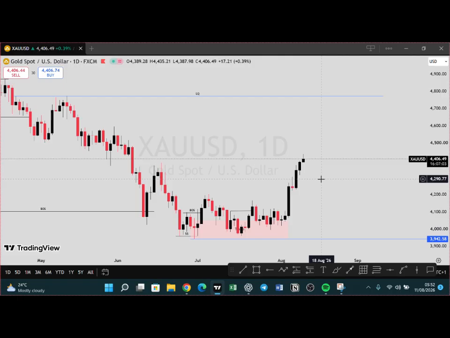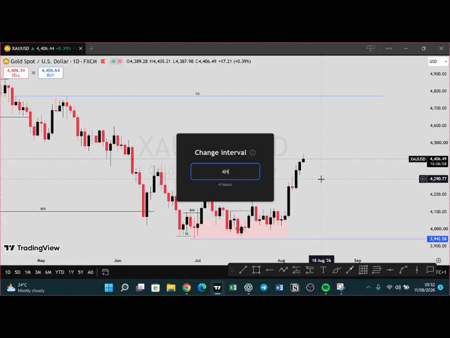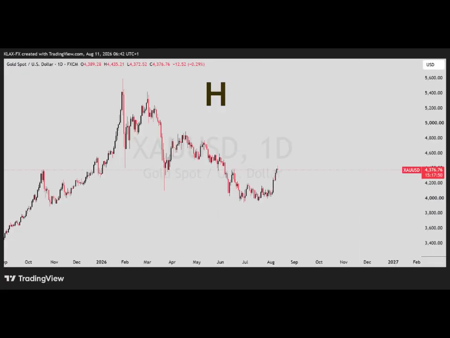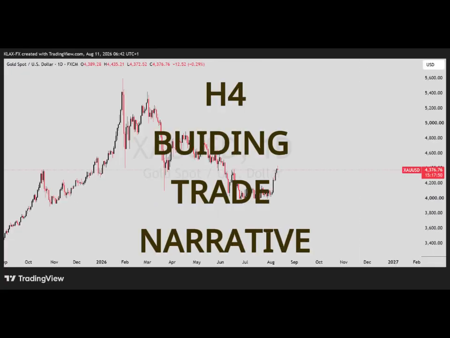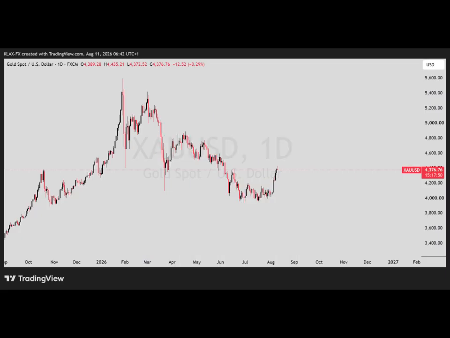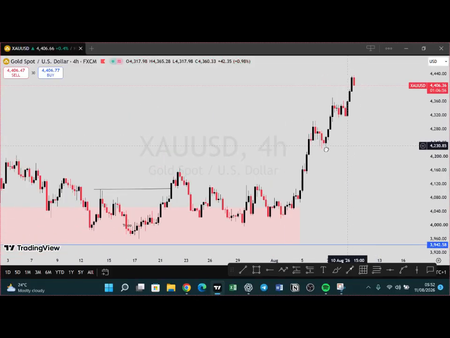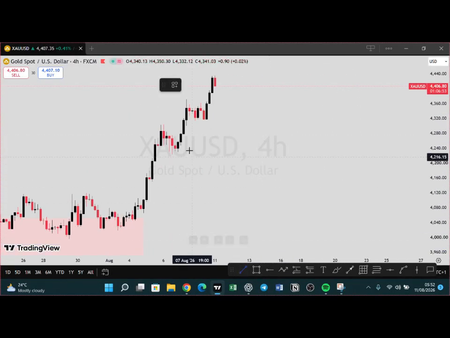If I go to my 4-hour time frame, okay, so on the 4-hour time frame, I can see that I have another break of structure here, and I have this other break of structure here.